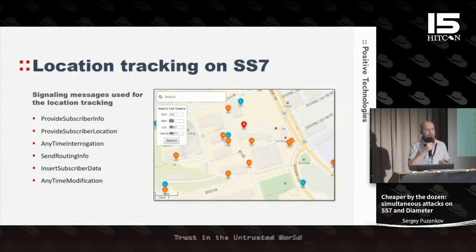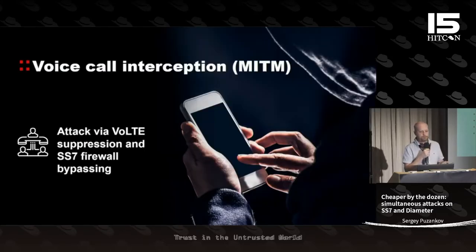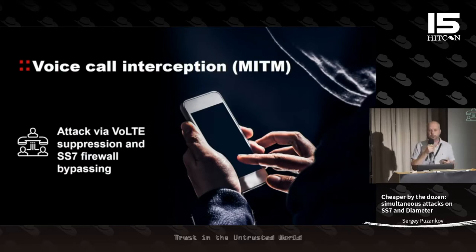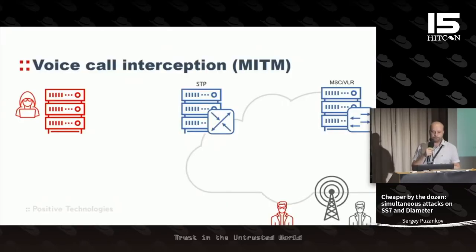Actually, the intruder can use attacks on the SS7 network to receive location. On the SS7 network, this attack is possible via six signaling messages that are on the list. So, now our intruder knows the location of the subscriber, but this is not enough for the intruder, and the intruder wants to intercept a voice call of this subscriber.